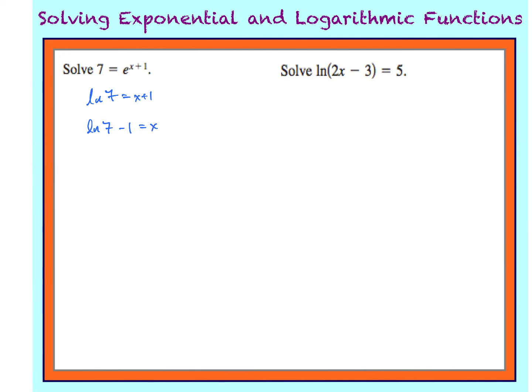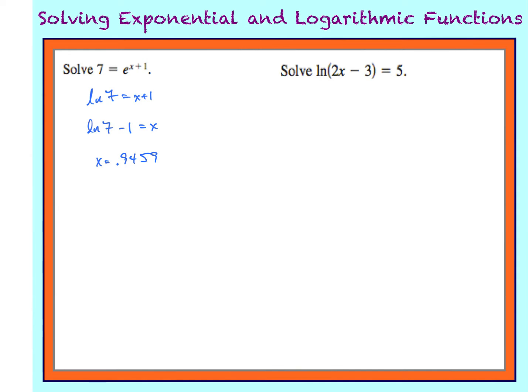Then I want to put this into my handy dandy calculator. How many decimals are we going to round to? 4 decimals. 0.9459. Alright, pretty good? Let's keep moving.